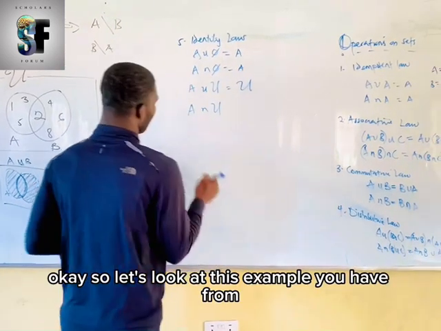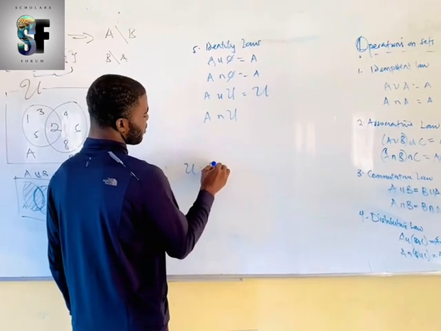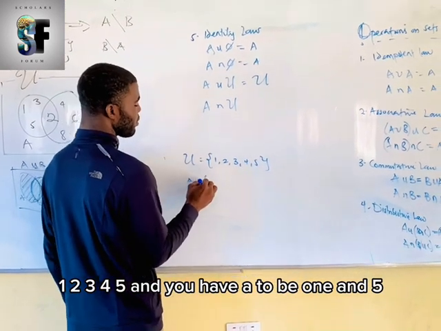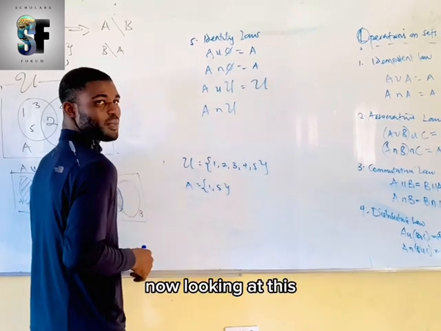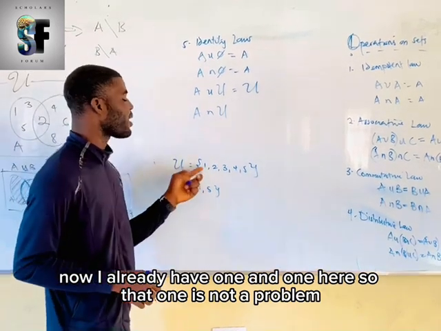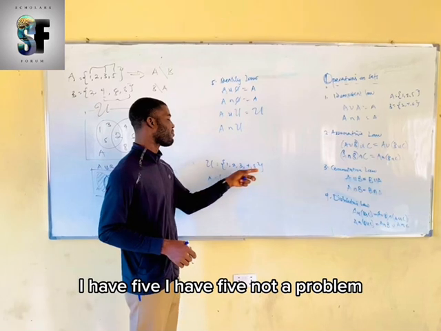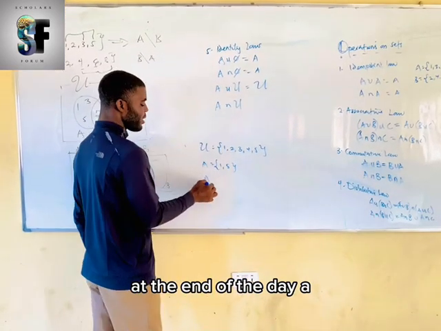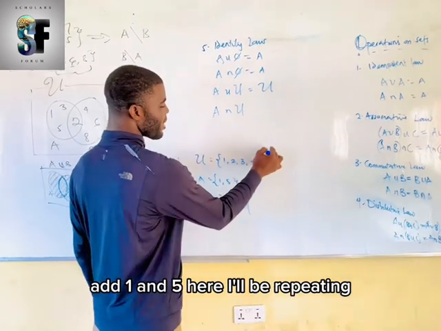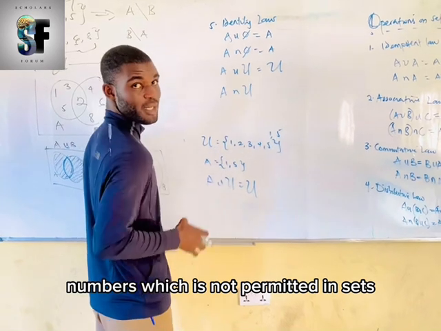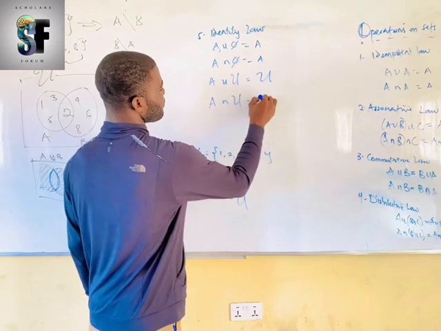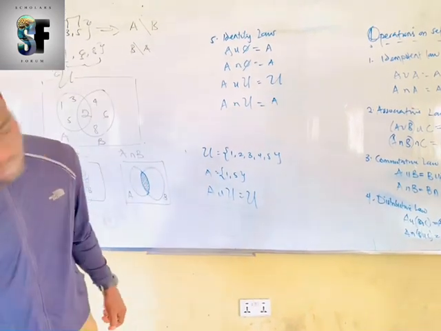Okay, so let's look at this example. You have universal set 1, 2, 3, 4, 5, and you have A to be 1 and 5. Now, looking at this, someone says I should now do A union universal set. Now, I already have 1 and 1 here, so that one's not a problem. I have 5, not a problem. At the end of the day, A union universal set will give me back universal set because 1 and 5 is already here. So if I add 1 and 5 here, I'll be repeating numbers, which is not permitted in sets. So at the end of the day, you still have your universal set. So that's why you have that here. Okay, now let's go further.